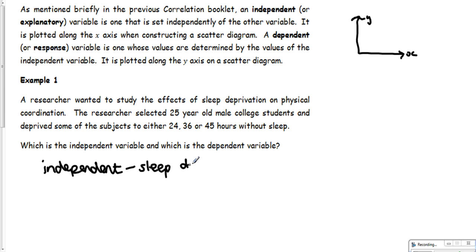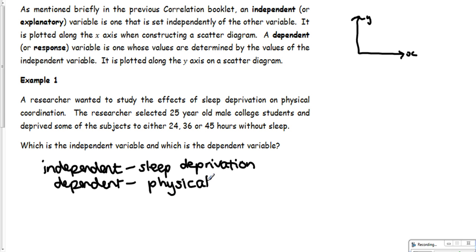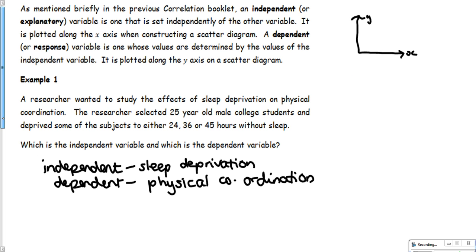The reason for that is because that is the one that we can control. We're doing an experiment, and we would expect that if you deprive someone of sleep for a long period of time, their physical coordination would be reduced. The dependent variable would in this case be physical coordination, because that is the one that responds to the sleep deprivation. So when you're doing an experiment, the thing you can control tends to go on the x-axis, and what happens next goes on the y-axis. So that's the first example.